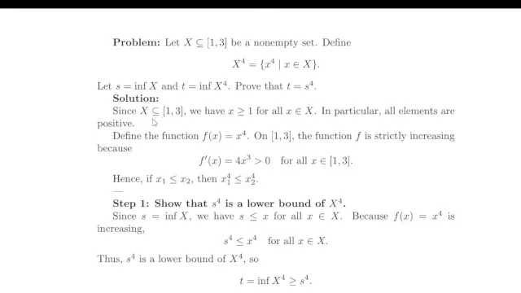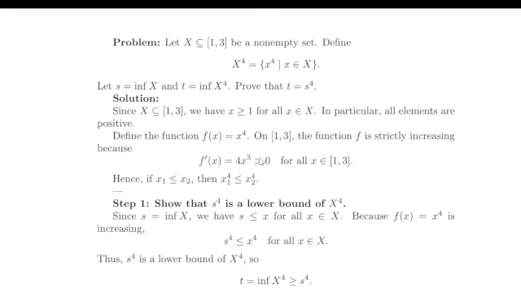So since we have x being inside the interval from 1 to 3, x has to be greater than or equal to 1 for all x inside that set X. So in particular, all elements are positive. Okay, so then we look at a function f of x equals x to the fourth on this interval. We know that x to the fourth is increasing between the interval 1 to 3. You can use common sense, or you could just say that the derivative is positive in that interval.